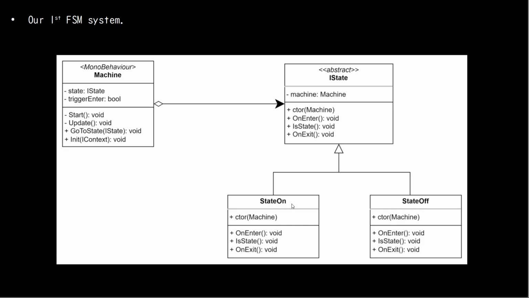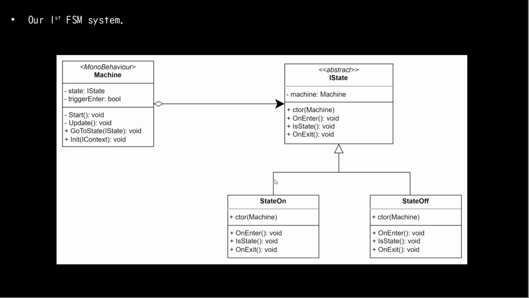All right, so we see that we have two child classes. One is state on and the other is state off. They both have their own constructor, and they both have their own OnEnter, IsState, and OnExit. Oh, there shouldn't be this line. Sorry, I should delete this line.